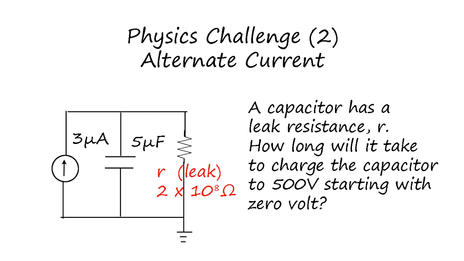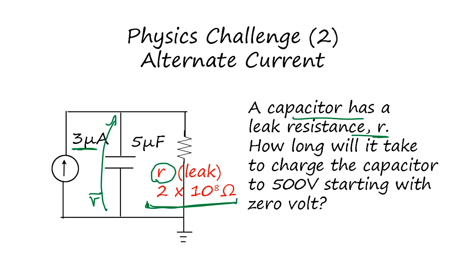Physics Challenge 2, alternate current. Now we have a capacitor with a leak resistance R. Well, in the real world there is always leak resistance to the capacitor in parallel. It's pretty high, right? And we are going to build up the voltage here by a 3 microamp current source. So how long is it going to take?